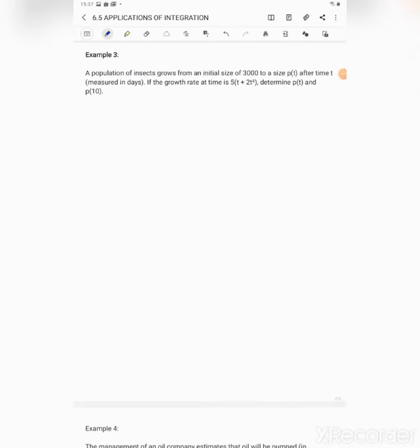Okay, this is example 3. A population of insects grows from an initial size of 3000 to a size P(t) after time t measured in days. If the growth rate at time t is 5 multiplied by (t plus 2t square), determine P(t) and P(10). So the function given is the rate, meaning this is P prime t. Next you have to find P(t) and also P(10).